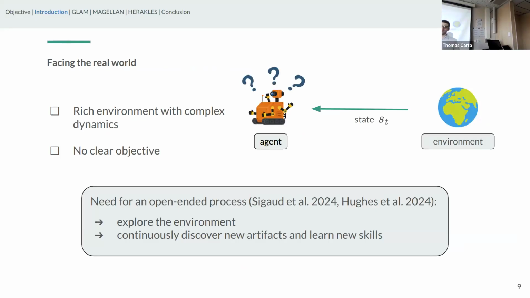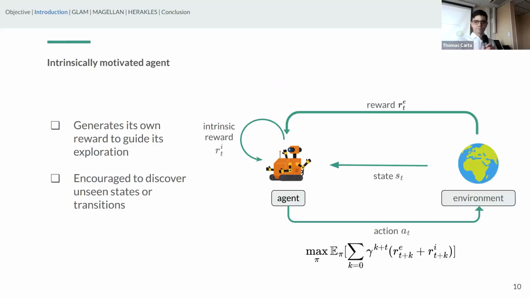So in such an environment, we need an open-ended process. And in this process, we endow the agent with the ability to explore the environment and continuously discover new artifacts and learn new skills. A way to do that is first a better exploration of the environment by intrinsically motivated agents, meaning agents that are able to generate their own reward, that give the reward to themselves, so an intrinsic reward, by opposition to an extrinsic reward, that is the reward given by the environment. And such a reward should encourage the agent to discover the environment, to explore the state space, and discover new unseen transitions.